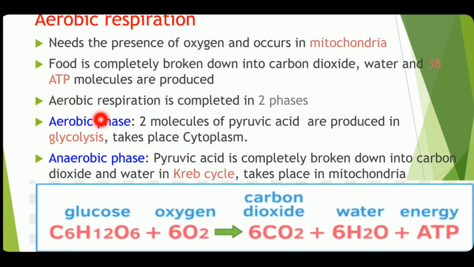Of course, aerobic phase means the presence of oxygen is needed, and anaerobic means the absence of oxygen. I think here anaerobic should come and here aerobic should come. By mistake, there is a mistake here. The first one is the anaerobic phase, and after that oxygen is needed, then it comes to the aerobic phase. So what happens in the anaerobic phase? Two molecules of pyruvic acid are produced.